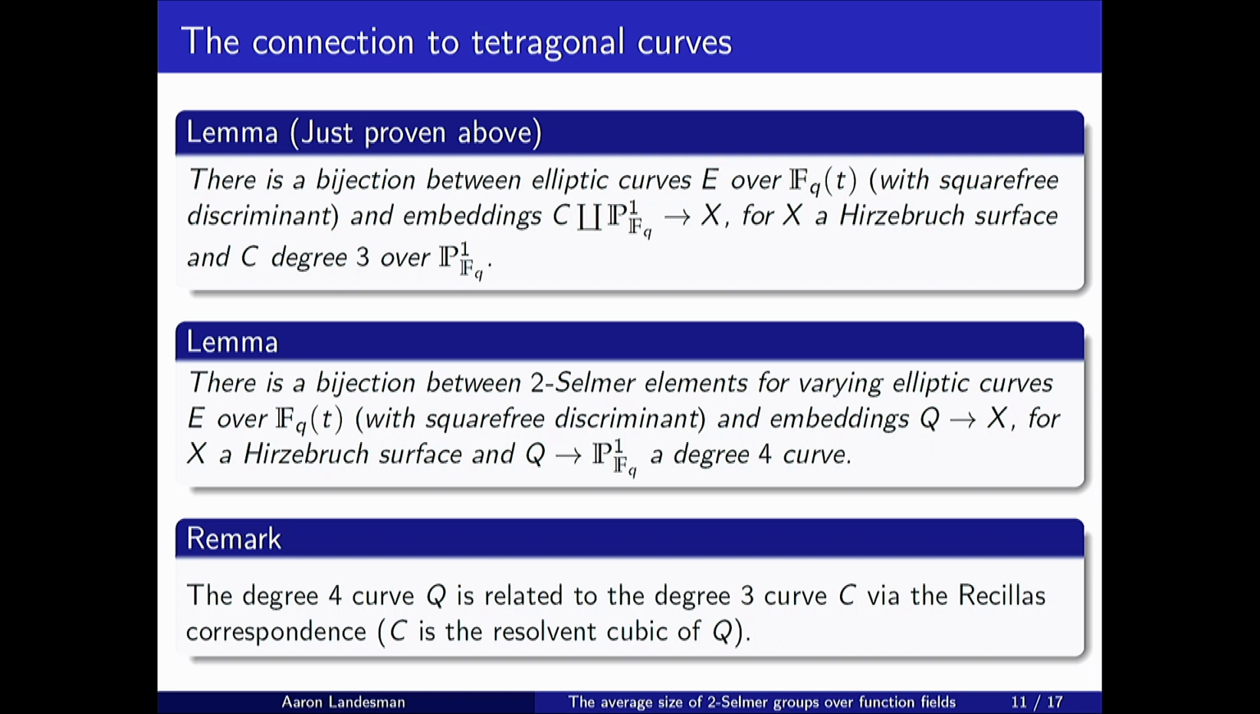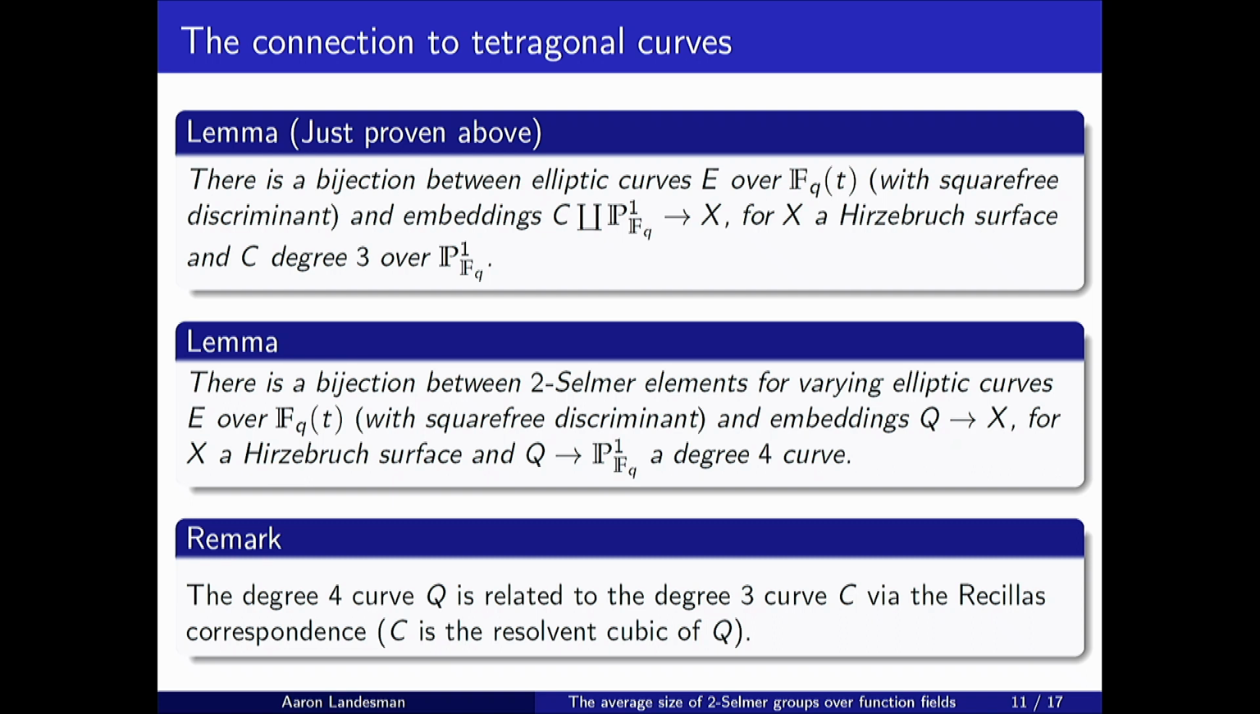The proof is going to be almost the same as the previous proof. But just as a remark, because it was in the abstract, now we have these two lemmas which give, on the one hand, bijections between elliptic curves and degree 3 curves, and bijections between two Selmer elements and degree 4 curves. And the degree 4 curves are actually related to the degree 3 curves by a very classical story called the Ricci correspondence. Essentially the degree 3 curve, if you know about solving the quartic equation, is like the resolvent cubic of this degree 4 curve over the generic fiber.